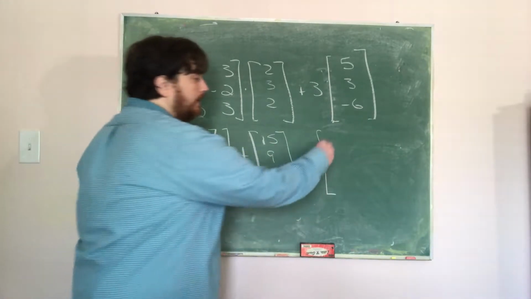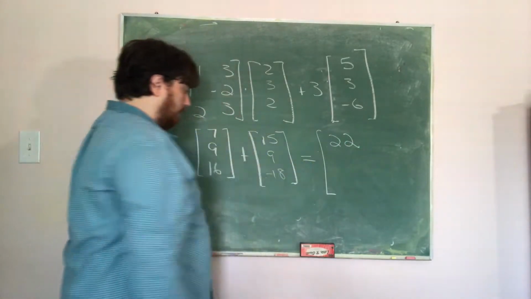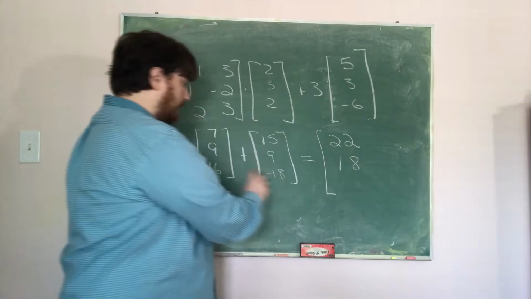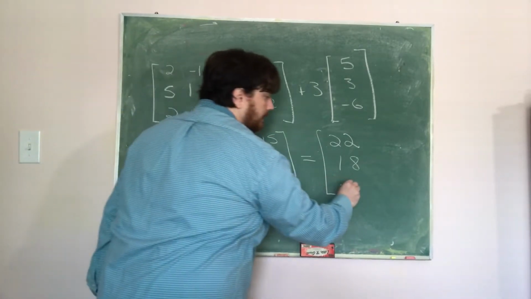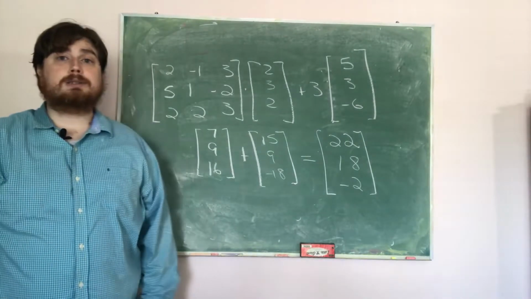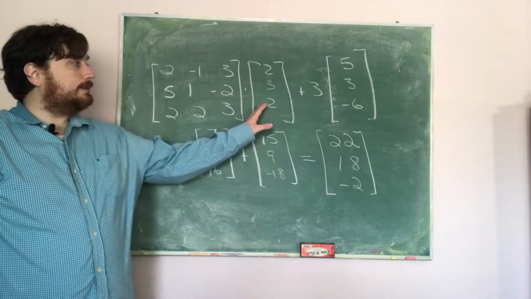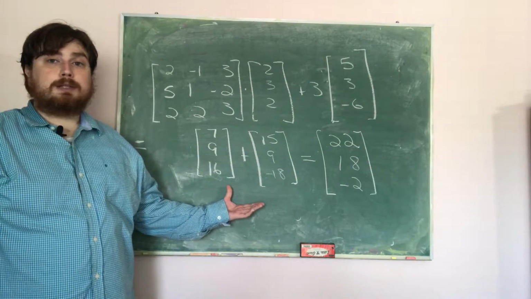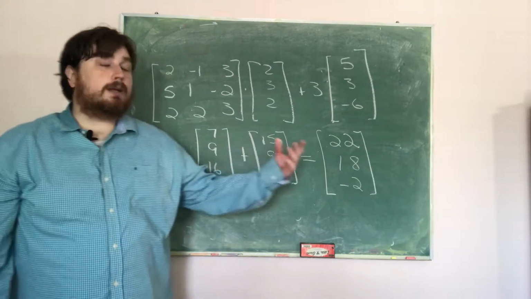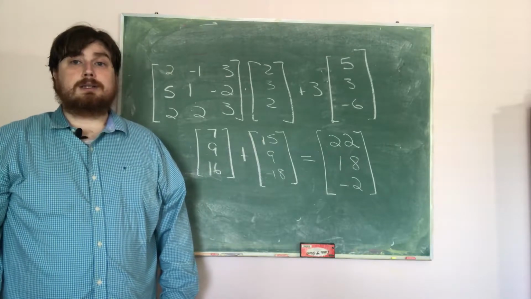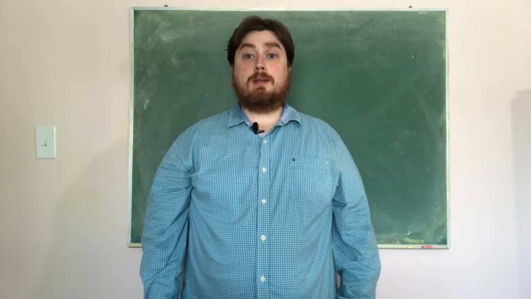7 plus 15 is 22. 9 plus 9 is 18. And 16 minus 18 is negative 2. So, as I complete that, what I realize is that this times this plus 3 times this is equal to the sum of these two matrices. If I add them together, I end up with the resulting 3 by 1 matrix 22, 18, negative 2.